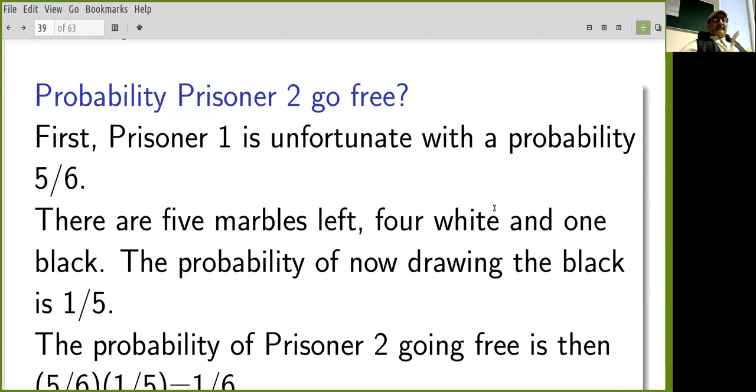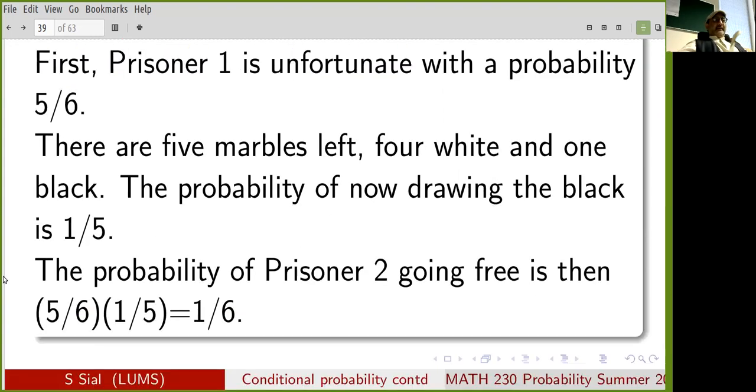So what needs to happen? It's a 2-step process now, right? Prisoner 1 has to be unlucky with probability 5/6 for prisoner 2 to even have a chance, and then prisoner 2 has to get lucky. So the result would be 5/6 times 1/5, which is 1/6. So prisoner 1 and prisoner 2 both have 1/6 probability of being released.